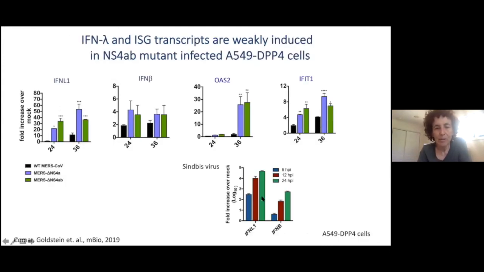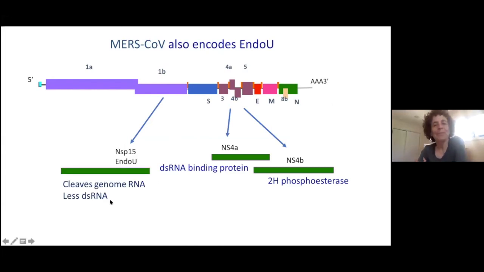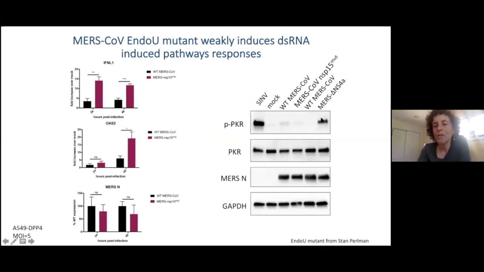So I think I will just skip that if I'm right near the end. Well, just to say that these NS4AB mutants, MERS mutants, still activate interferons only very weakly. We're talking about interferon beta two to four-fold versus what we saw earlier with the other viruses. For mutants, activate interferon lambda somewhat better, but still very weakly compared to Sindbis virus shown here. So I will just, MERS also encodes an EndoU that we said before cleaves genome RNA, resulting in less double-stranded RNA. So just to summarize real quickly, the EndoU mutant also induces very little interferons and doesn't even activate PKR.